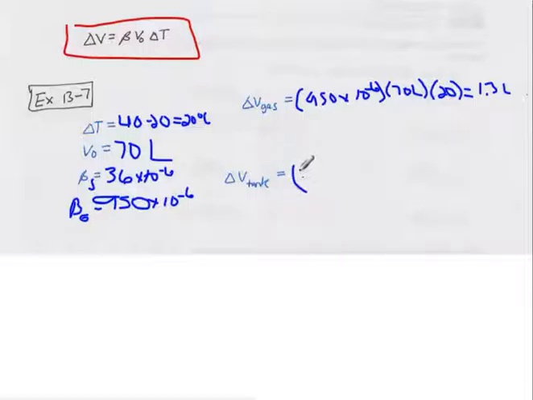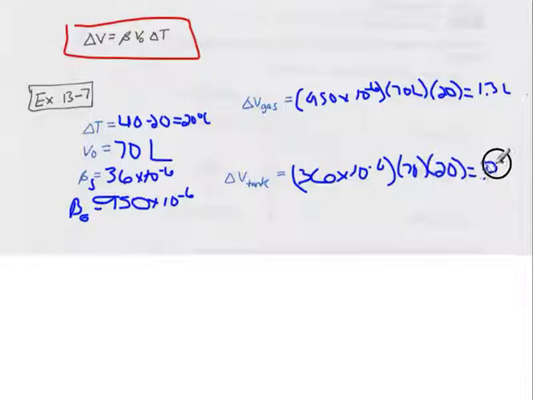A little skeptical. So 36 times 10 to the negative 6. The other numbers are the same, of course. Put that in our calculator, and it is a lot less. So notice the gas expands a lot, the tank expands just a little bit, you're going to lose some gas.